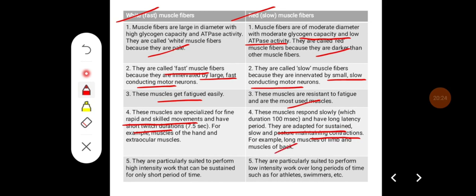White muscle fibers are particularly suited to perform high intensity work that can be sustained for only a short period of time, whereas red muscles are suited to perform low intensity work over a longer period of time, such as for athletes and swimmers.